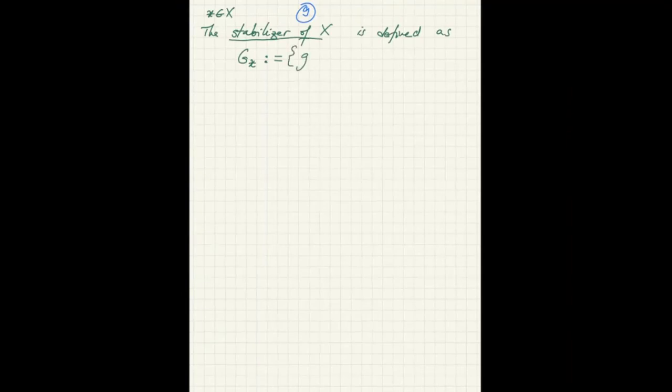And that's the following. For x in X, we can define the stabilizer of x, G with x as a subscript. This is formed by all the elements g in G that do not change x. So g acting on x is the same as x. Okay, and now from the definition of a group action, we know that the identity element belongs to G of x for any x in X. But there could be other elements there as well.